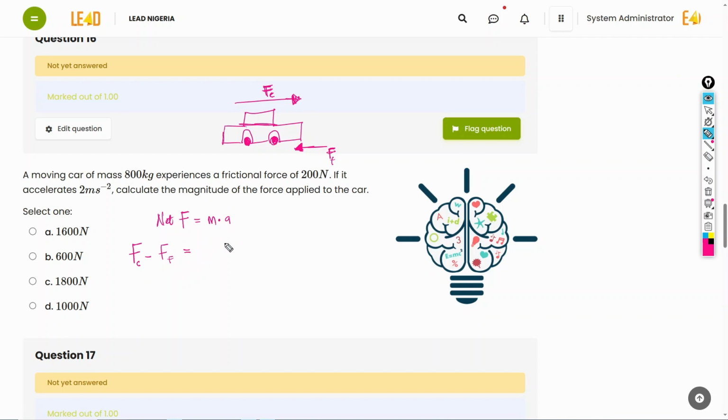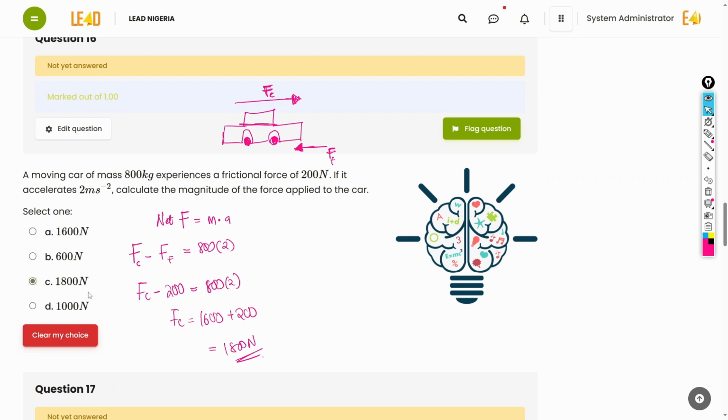That would be mass times acceleration, so that would be 800 times 2. I can even plug in my FF, so FC minus 200 would be 800 times 2. So FC would be 1,600 plus 200, which is 1,800 newtons. So that's the force on the car. It needs 200 newtons to overcome the friction, and then the other 1,600 to produce 2 meters per second squared acceleration on the 800 kilogram car.